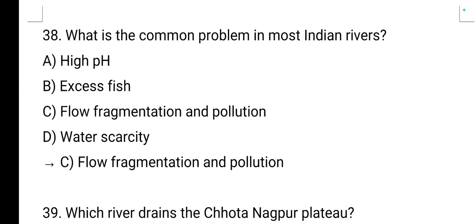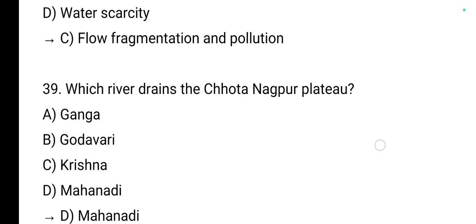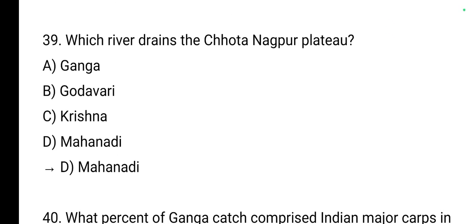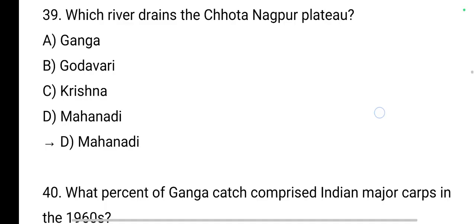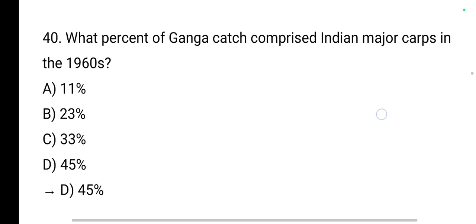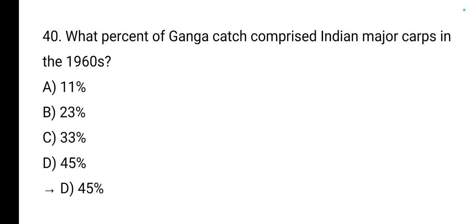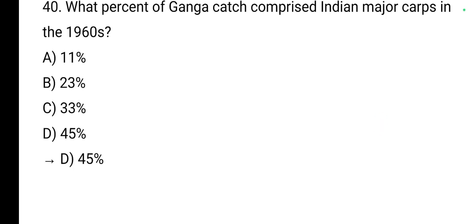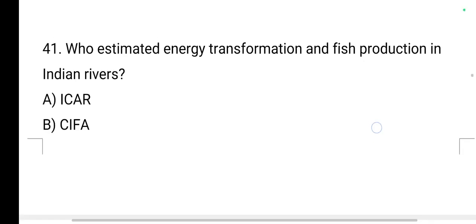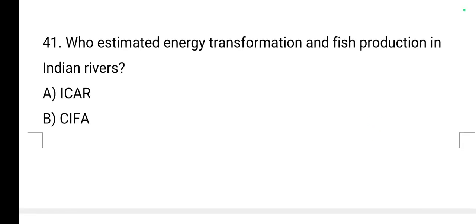What is the common problem in most Indian rivers? So it is flow fragmentation and pollution. Which river drains the Chota Nagpur plateau? So the answer will be Mahanadi. What percent of Ganga catch comprised Indian major carp in the 1960s? So it is 45%.